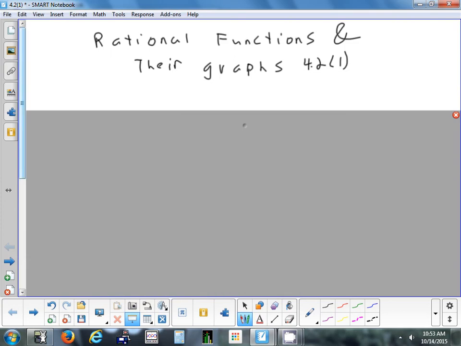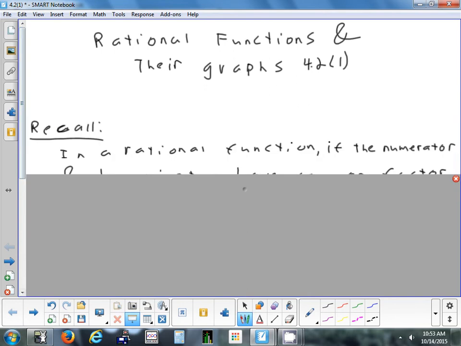Right, so today we're going to look at section 4.2. Okay, yesterday we looked at 4.1, which kind of introduced us to rational functions. Today we'll do part of 4.2, which is how we graph them. All right.